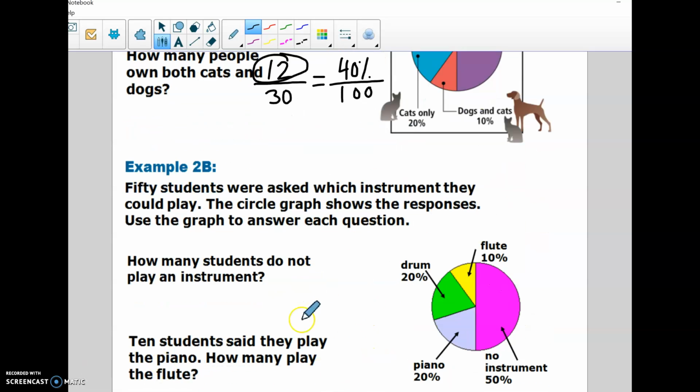Okay, you guys try these two. Pause the video and answer these two questions. Once you're ready and you have your answer, press play. But I'm going to do it right now, so pause it so you can do it on your own.